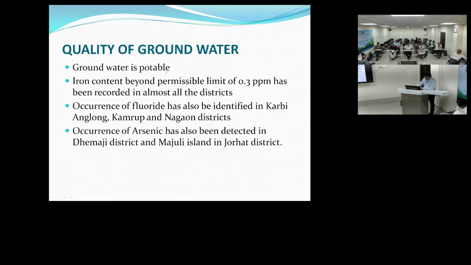So the quality of groundwater is potable. Iron content is there, 0.35. Occurrence of fluoride has been detected in Karbi Anglong, Kamrup and Nagaon districts, and arsenic has been detected in Dhemaji and Majuli districts.